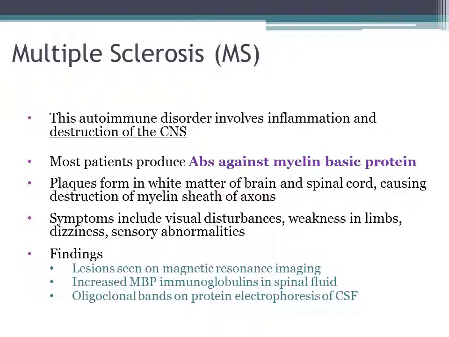Multiple sclerosis, or MS, is an autoimmune disorder that involves inflammation and destruction of the central nervous system. You'll remember that the CNS is the brain and the spinal cord. Most patients produce antibodies against the myelin, which is the particular protein that wraps around the axons of nerve cells in the CNS. They form what are called plaques in the brain and the spinal cord.